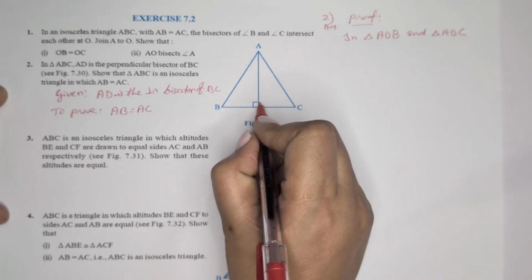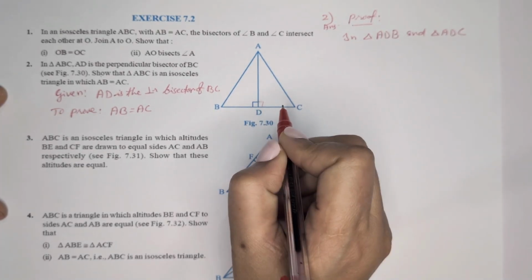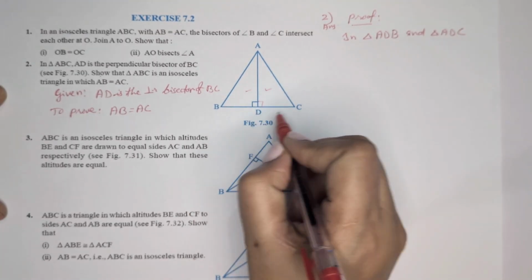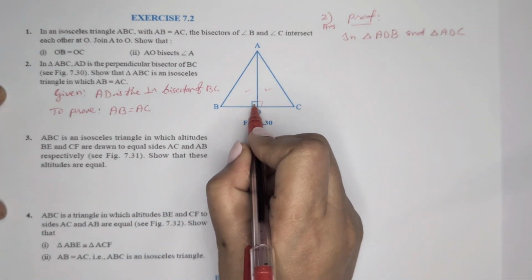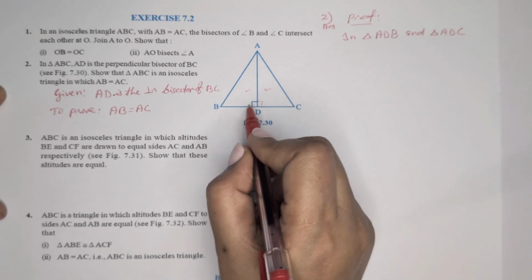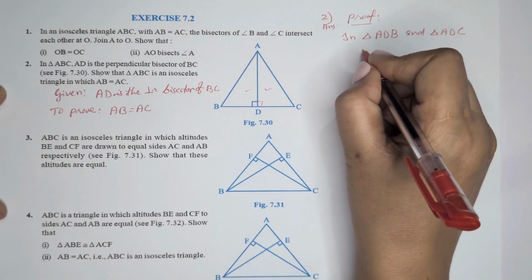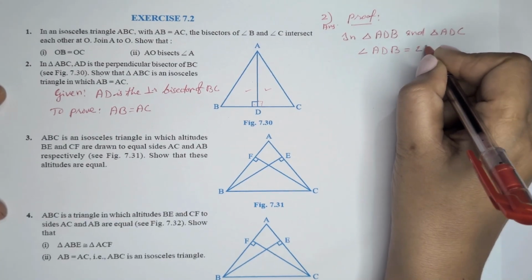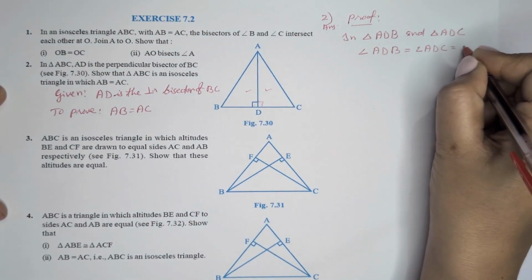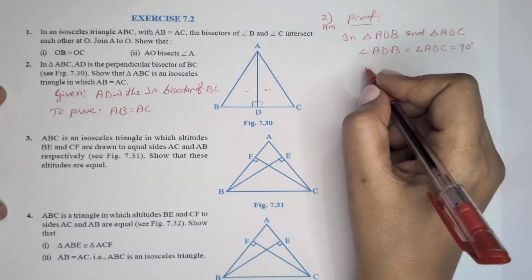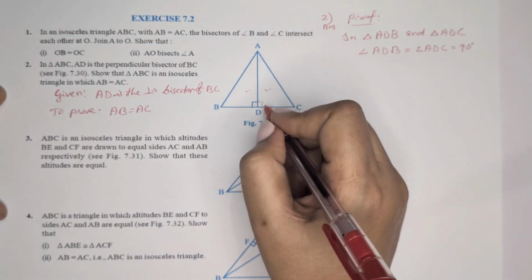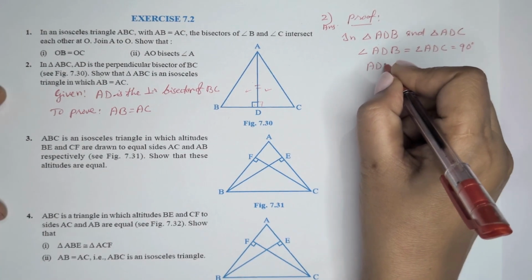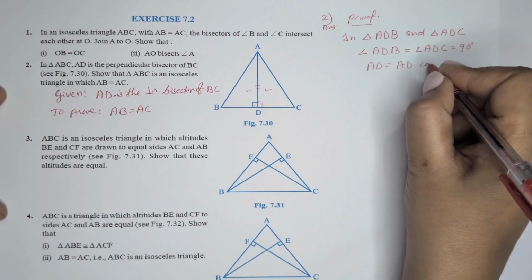Here in this figure, we know that this is 90 degree, the other side also 90 degree. Now we are considering these two triangles, triangle ADB and triangle ADC. And we can write these two angles are equal. That means 90 degree. So we can write in these two triangle, angle ADB is equal to angle ADC. That is equal to 90 degree. Then second condition, AD is equal to AD. This AD is common for both the triangles.